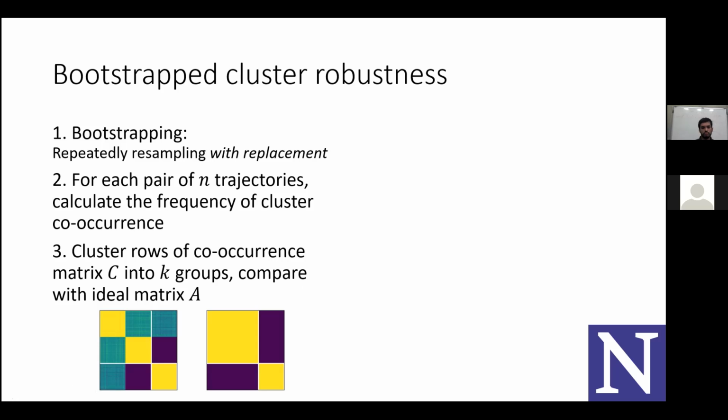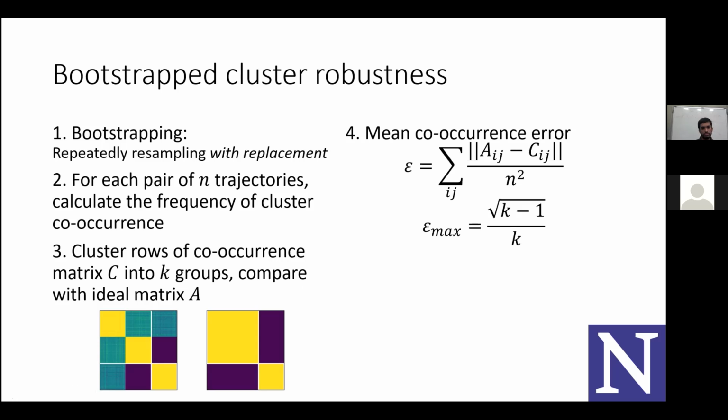And so we compare that with the ideal matrix, which is that these are clearly, obviously clusters that are well separated, and trajectories that are within the same group are always together, and in different groups are never together. And then we come up with this mean co-occurrence error. So we take the norm of the difference between our ideal matrix and our co-occurrence matrix. And then we come up with a maximum error, which is dependent on the number of clusters K.